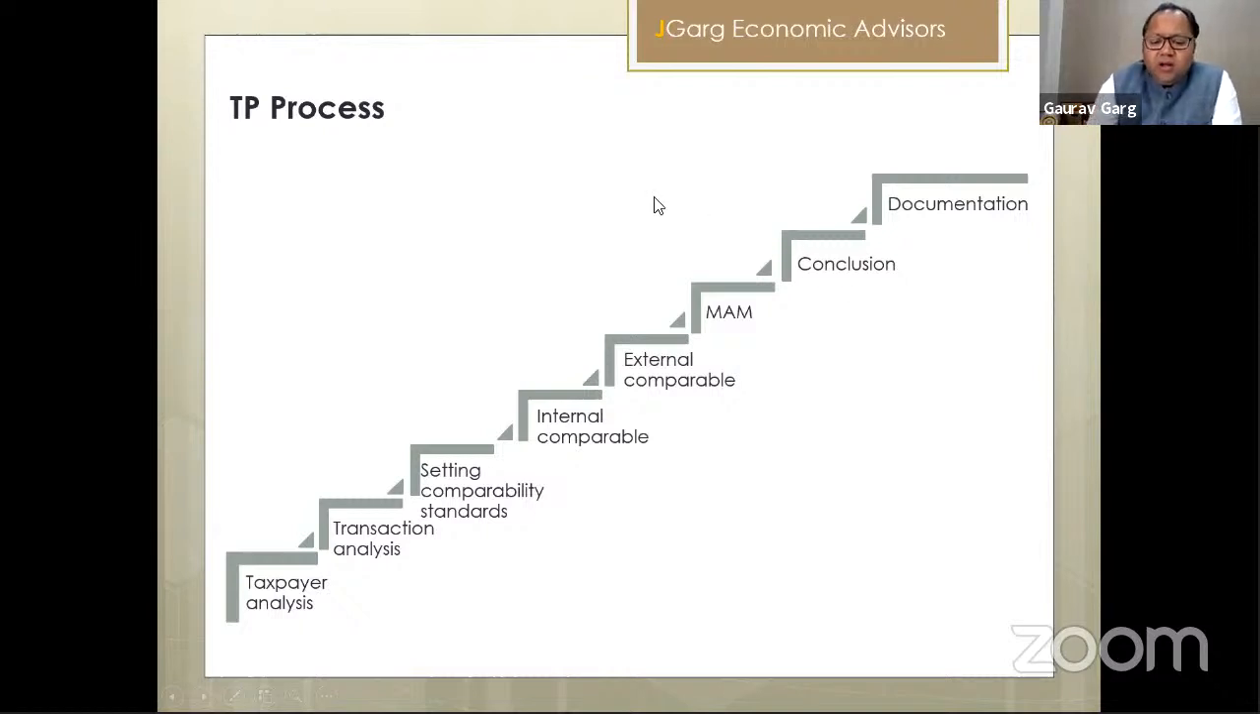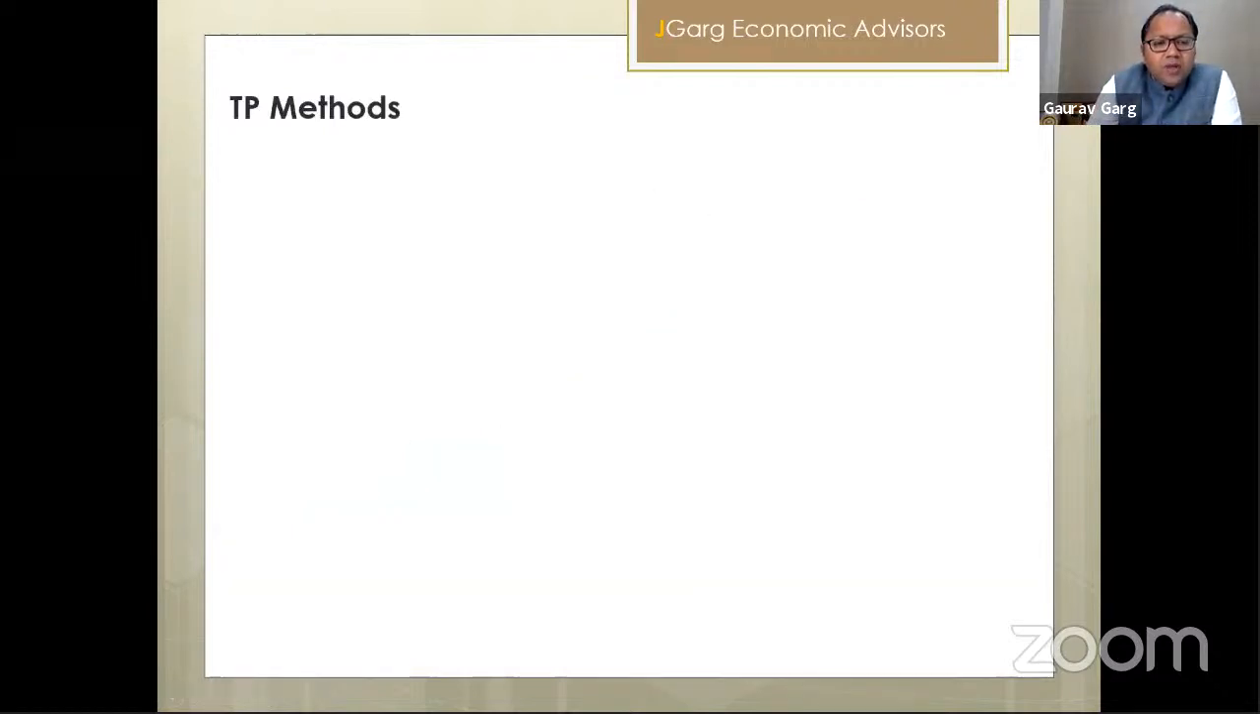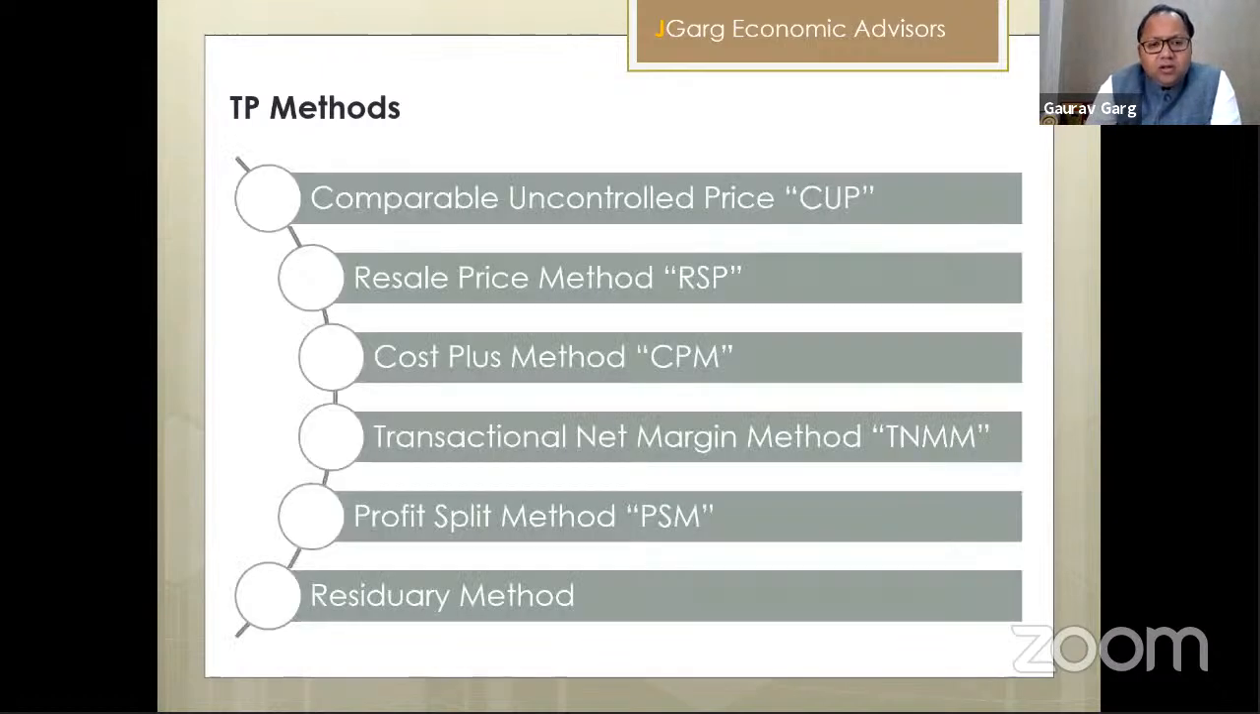So now let me move on to transfer pricing methods. We have 6 transfer pricing methods. One is the CUP, comparable uncontrolled price. Second is the resale price. Third is the cost plus. Then we have the transactional net margin method. Then we have the profit split method. And then the last is the residual method. We're going to discuss each method one by one.